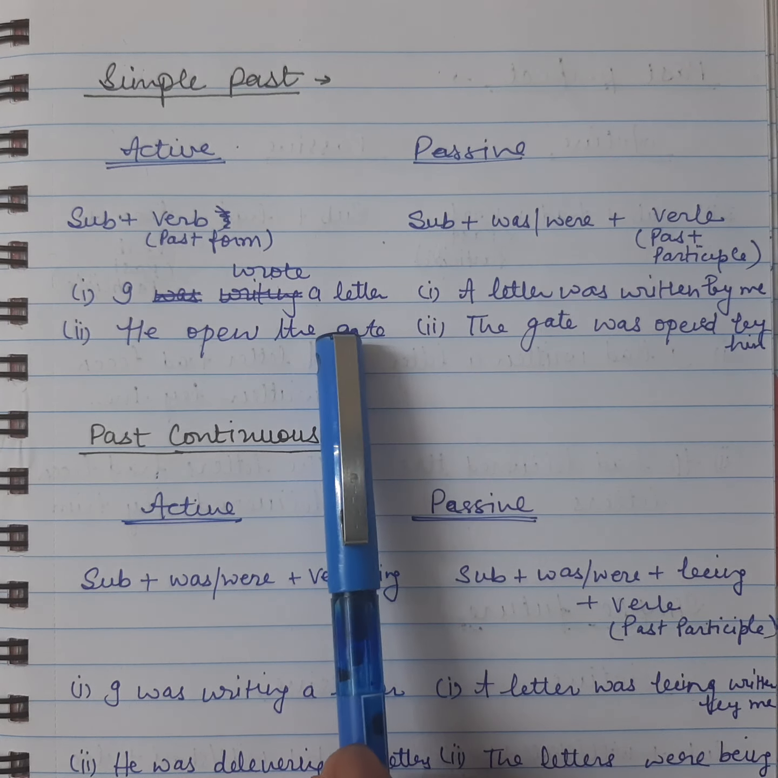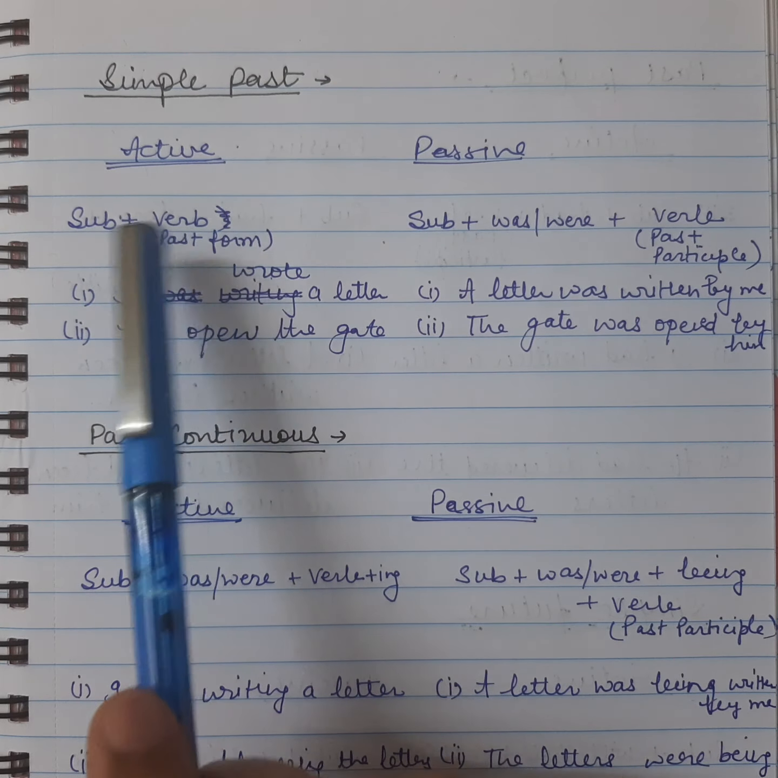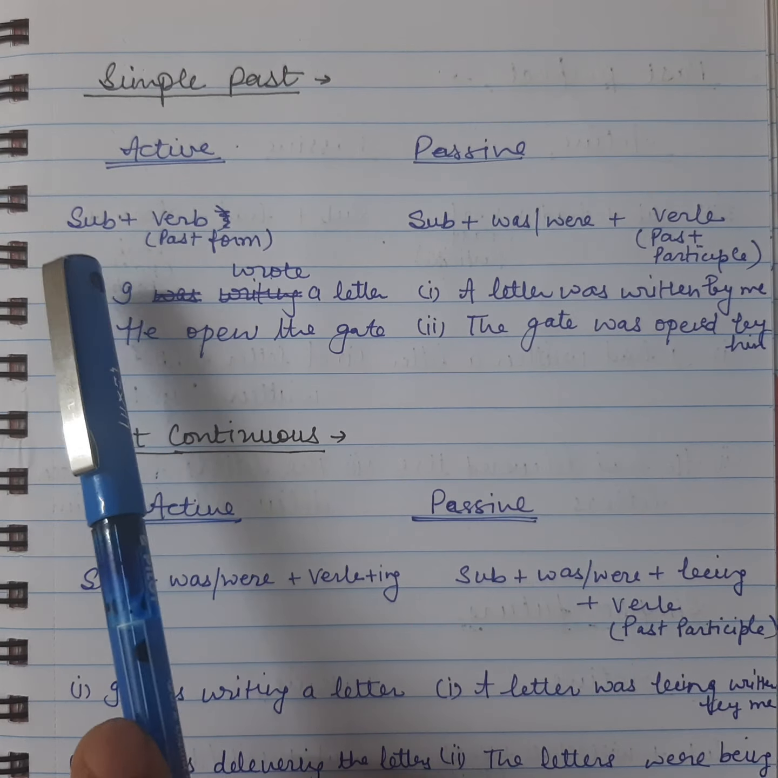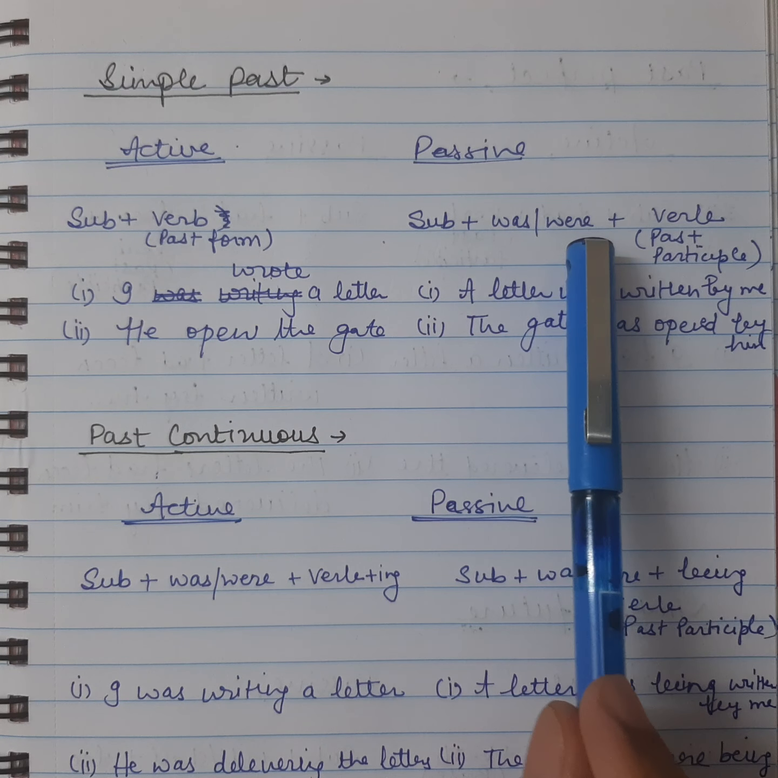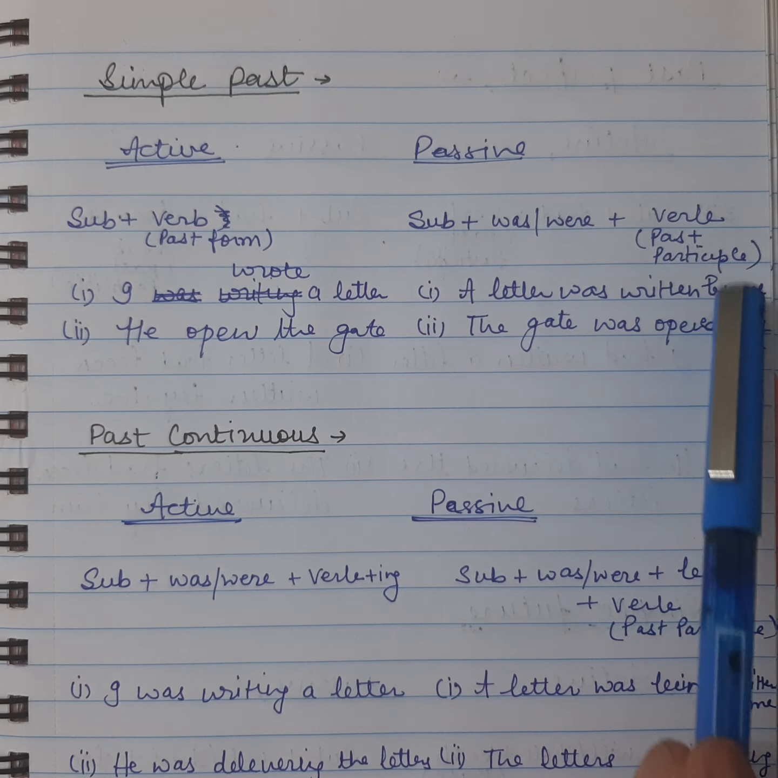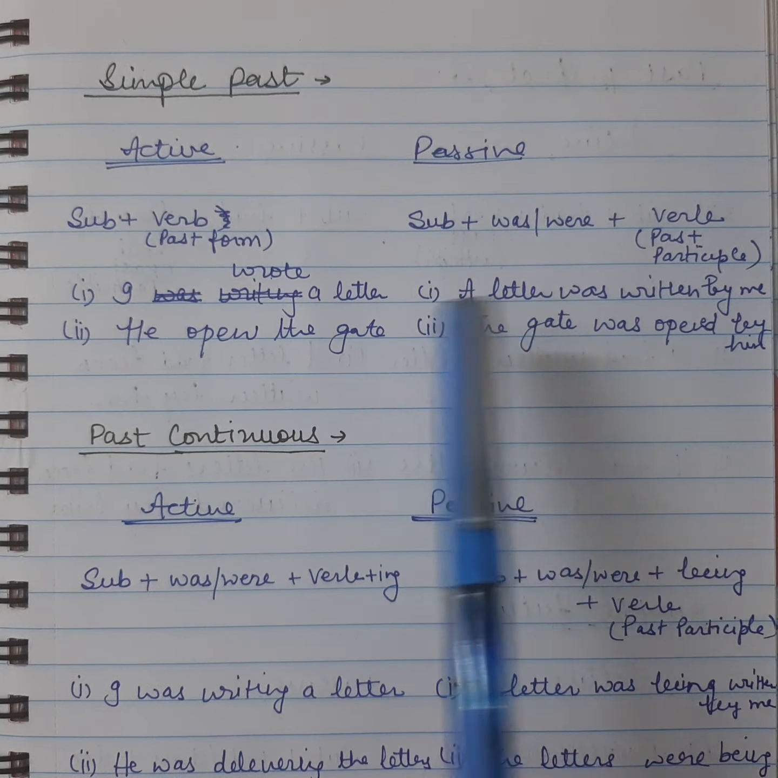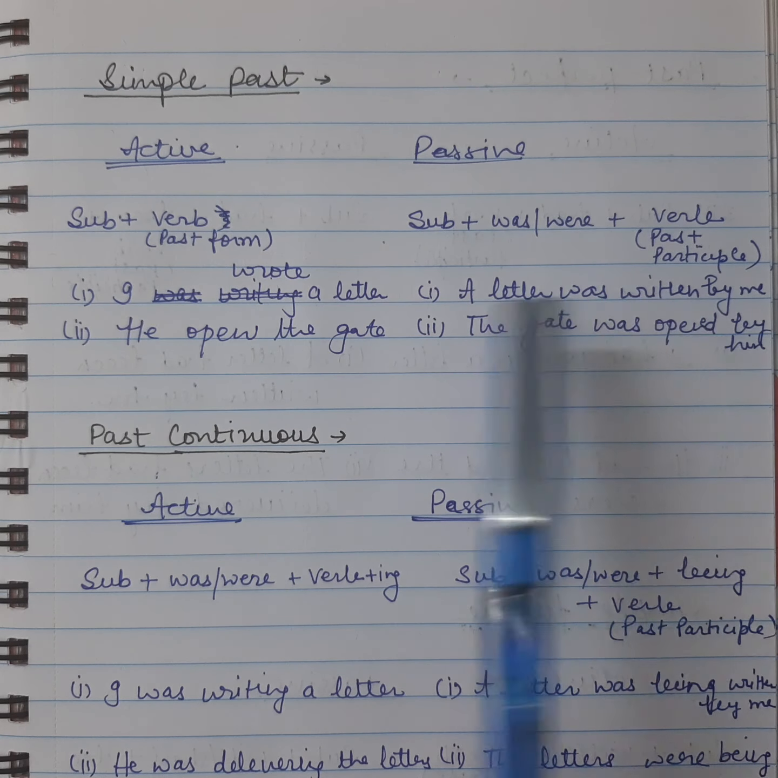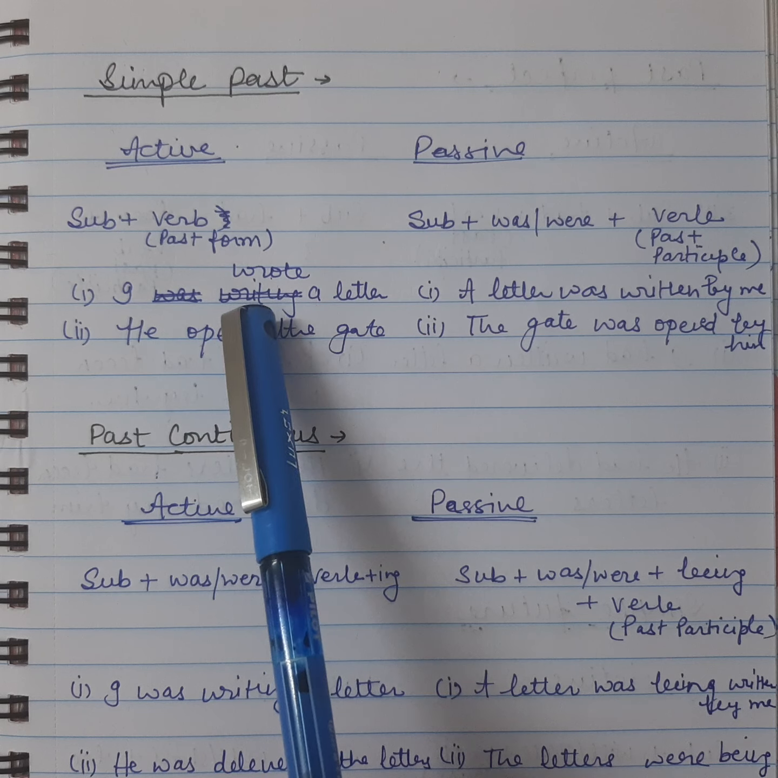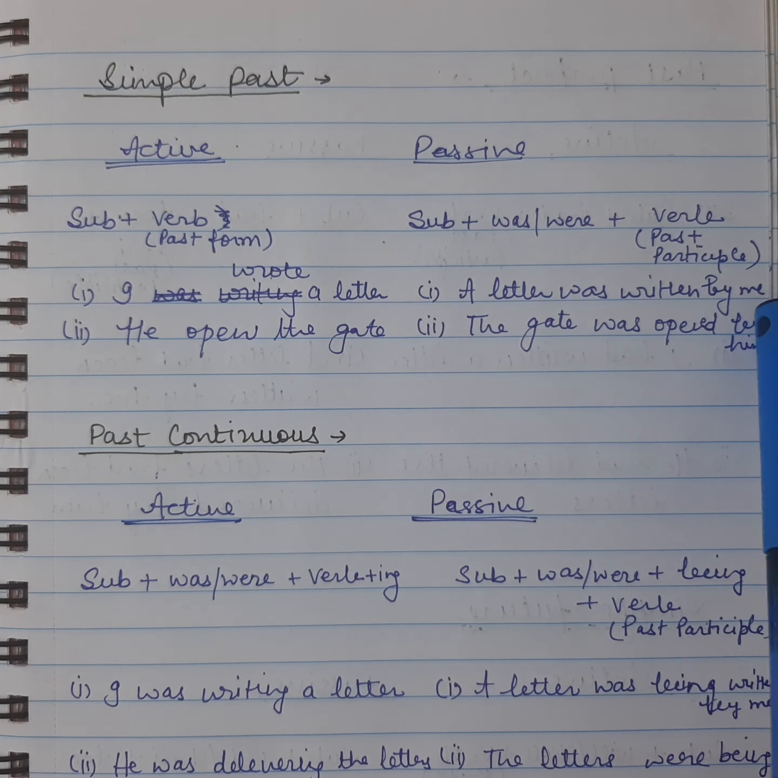In passive voice, the object of the active sentence will become the subject of the passive voice, plus we'll use was and were, and then we'll use the past participle of the verb. So here the object is a letter. A letter is singular, so we'll use was, and then the past participle of the verb wrote will be written, and then I will become by me.